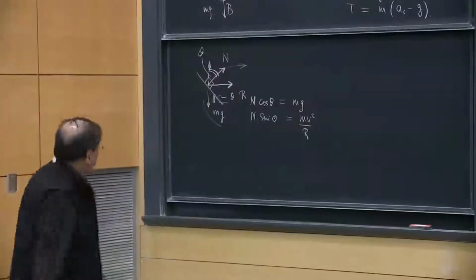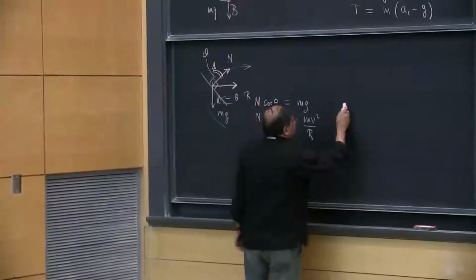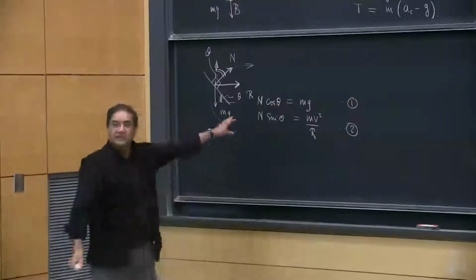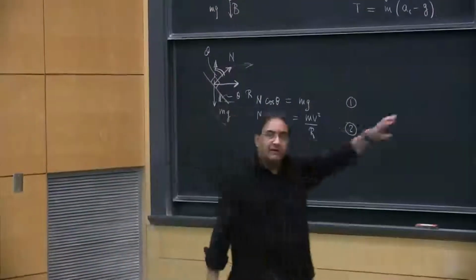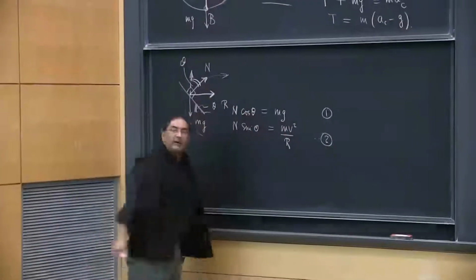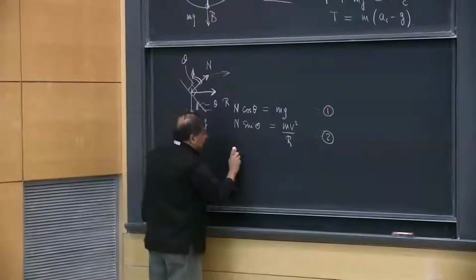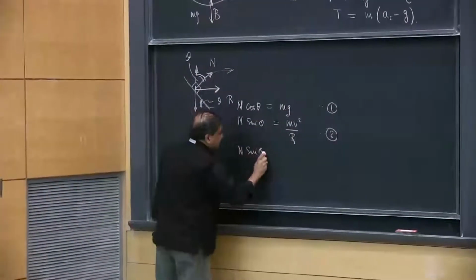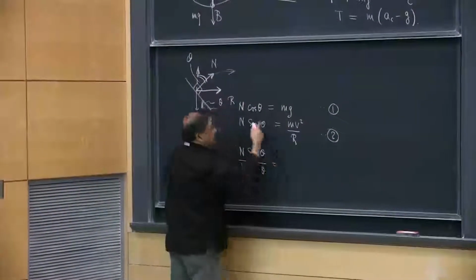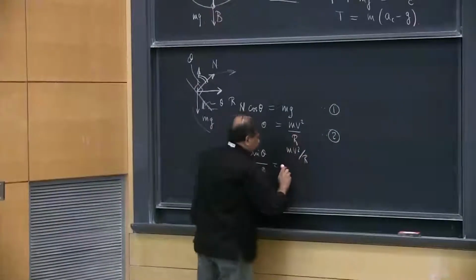So now you see, you can immediately make use of these two equations, 1 and 2. Now, whenever you have N sine theta something, N cosine theta something, you should have the irresistible urge to divide one by the other. But put the sine on the top, you get a tan. So if I do N sine theta divided by N cosine theta, that would be mv squared over r. That's this equation divided by the other.